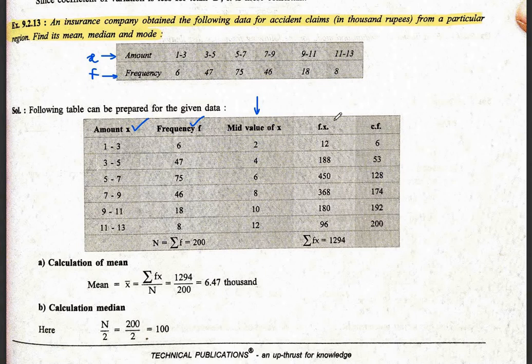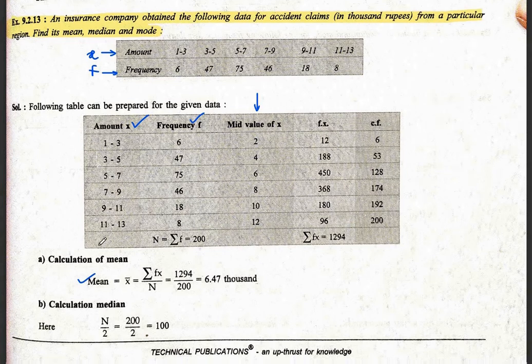This we have done for calculation of the mean, because we multiply fx and then divide the addition by the addition of the frequency. So summation fx divided by n will provide us the mean value. Here, n means summation f.